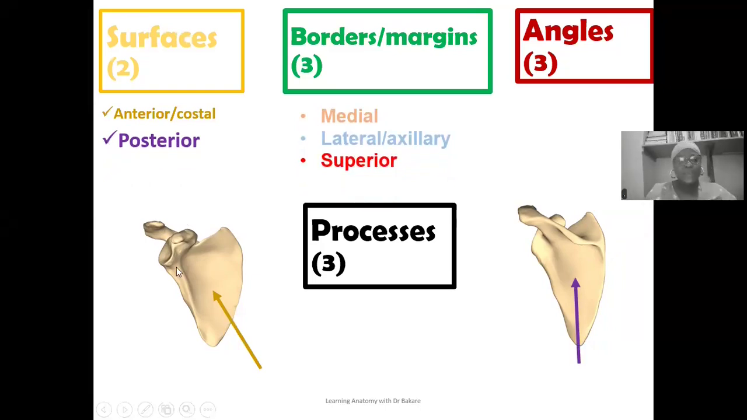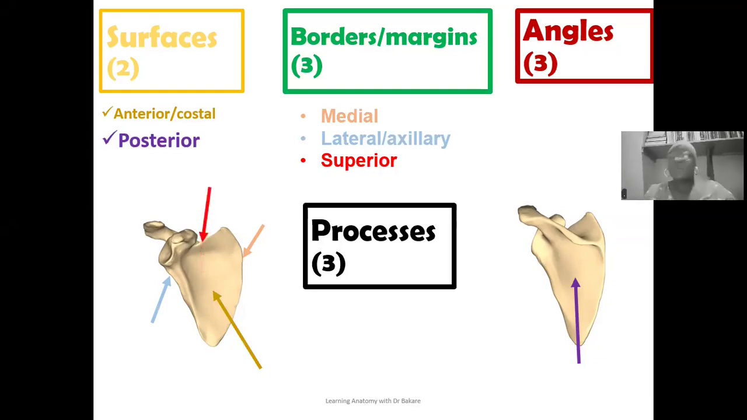If you try to go back to this image, this is where we have the medial border here, arrowed at this point. If you try to place the scapula in an anatomical position, you see that this is the medial border. And at this lateral region is where we have the lateral border or the axillary border. It is the axillary border because it is related to the axilla. Then we have the superior border at the superior edge.